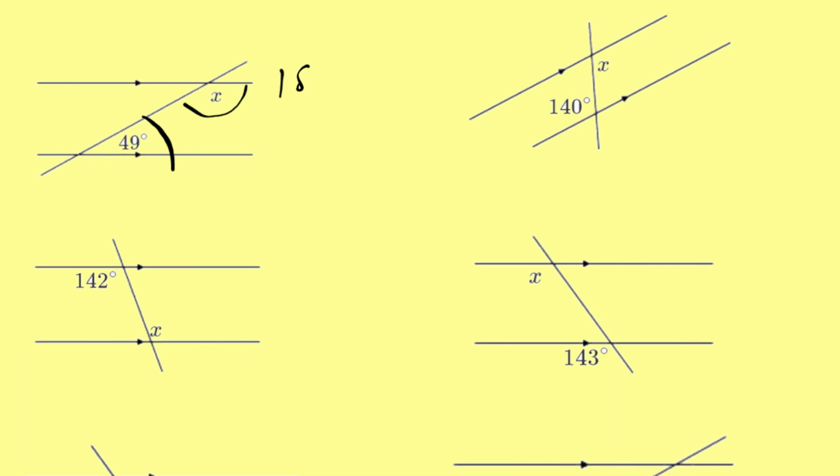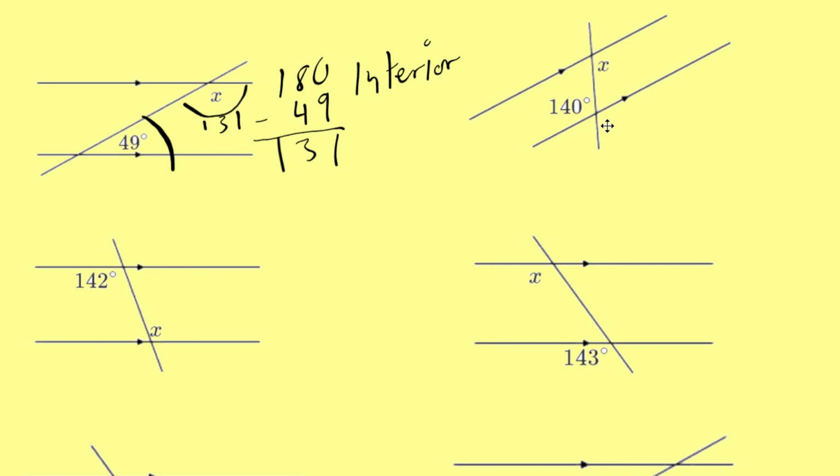So 180 take 49 is 31. So x here is going to be 131. Okay, and the reason is that it's interior. So that's an interior angle. So remember, we have to get the angle and also have the reason.